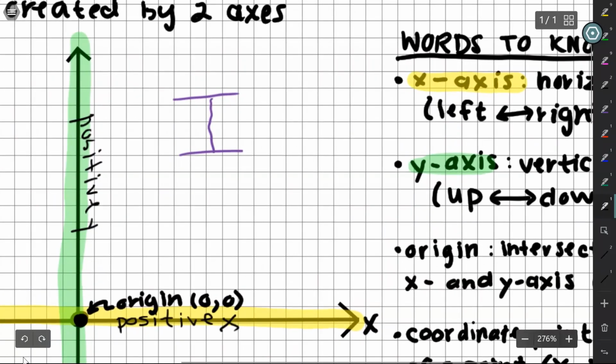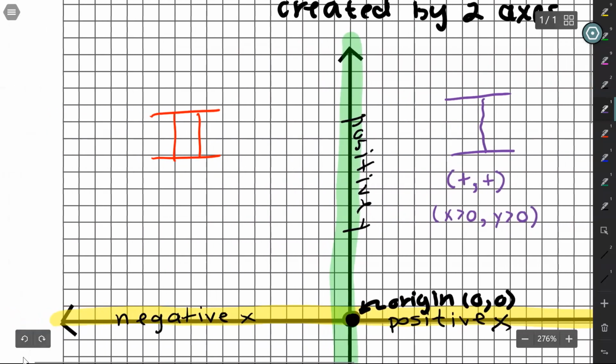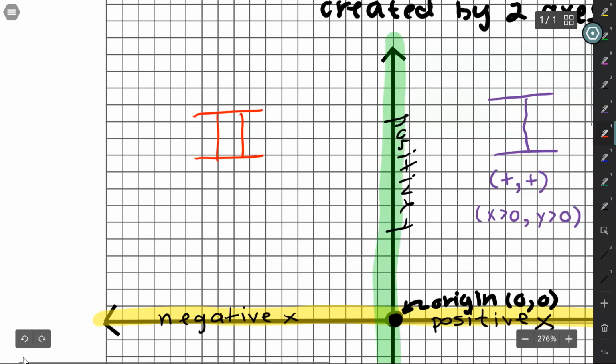So we're going to start by looking at quadrant 1. In quadrant 1, we have a positive x and a positive y. So we have positive and positive. What that means is that x is greater than 0 and y is also greater than 0. Now we're going to look at quadrant 2. In quadrant 2, we have negative x, and then our y is still positive. So that means that x is less than 0, and y is still greater than 0.